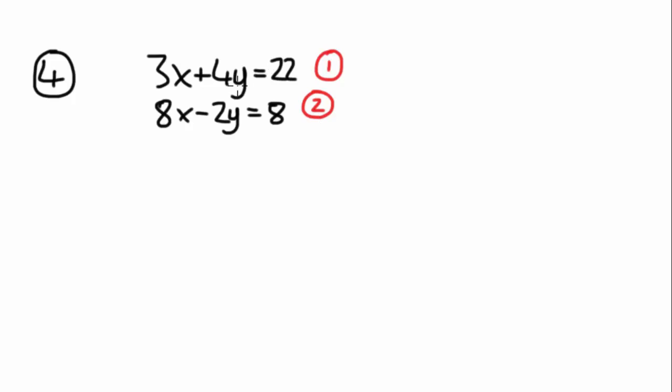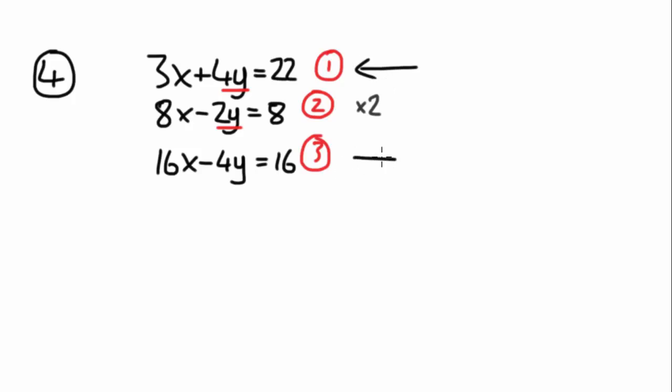Now I'm going to get rid of y's, so we're going to eliminate y's. I want the coefficient in both of these equations to be the same. So it's 4y here, it's 2y. If we multiply this by 2, we end up getting a third equation, and that third equation is 2 times 8, which is 16x minus 4y equals 16.